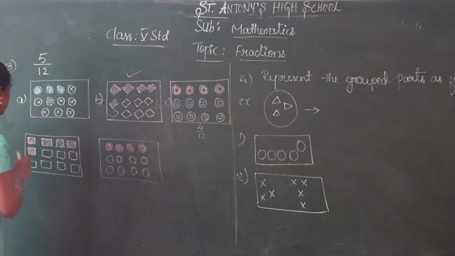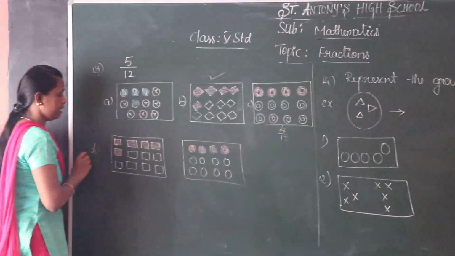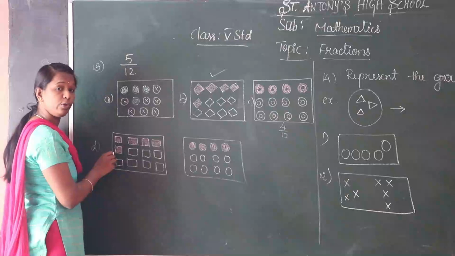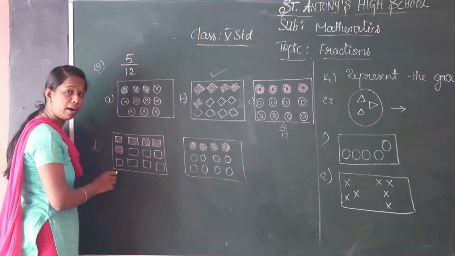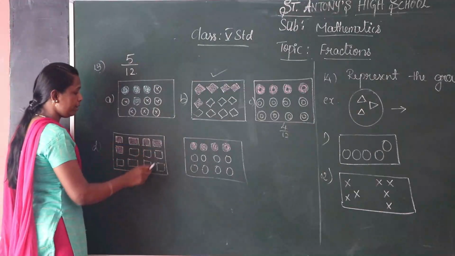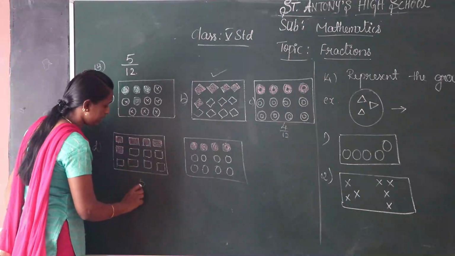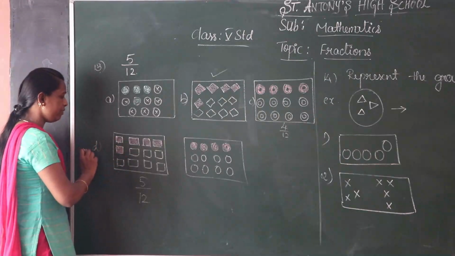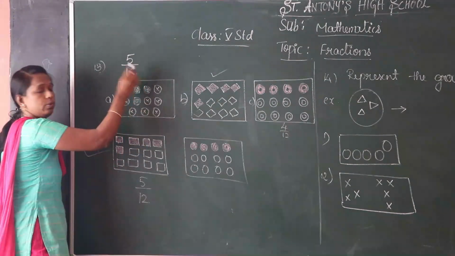Next, move to figure D. Here, the shaded part is 5. That is the numerator. The total number of parts is called the denominator. You know that. Here the denominator is 12. So 5 is the numerator and 12 is the denominator. So this figure represents 5 by 12.